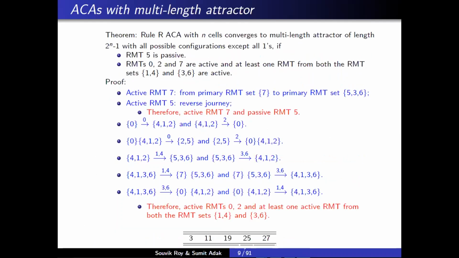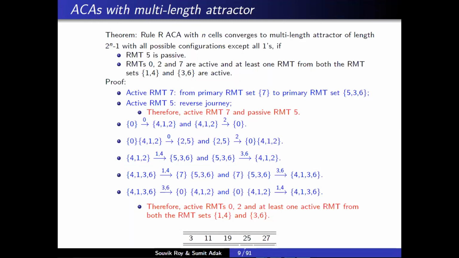Next, we have identified a few rules that are not recurrent, but that produce a multi-length attractor of length 2^n minus 1. And here we propose a theorem that a rule R of n cells converges to a multi-length attractor of length 2^n minus 1 with all possible configurations except all-1. That means the all-1 configuration is not included in this multi-length 2^n minus 1 cycle. And the condition for identifying these rules is that RMT 5 is passive and RMT 7 is active, and at least one RMT from both of the RMT sets.